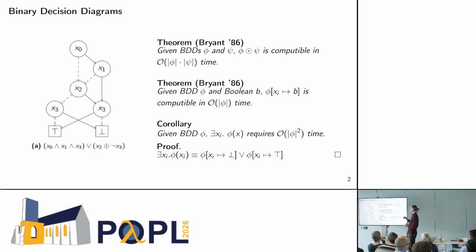Next to that, you can also assign a variable a single Boolean value, which is also an operation that only depends on the size of the BDD, not the complexity of your formula. If you combine these things, you can also do existential quantification, because that is essentially the same as assigning false, assigning true, and doing the or of these two. Combining these two things, we can do that in quadratic time, based on the size of the BDD. Now, this was really big back in the 90s.